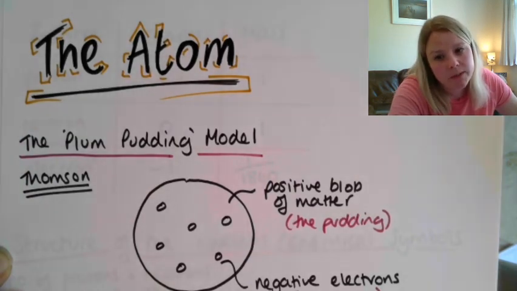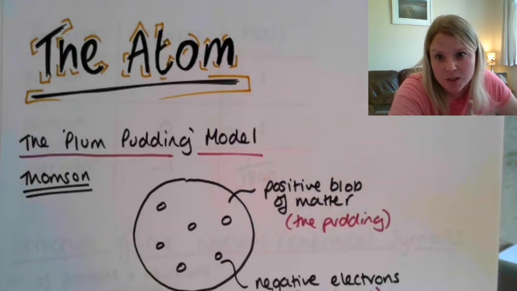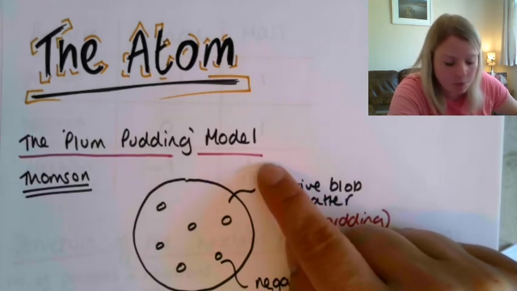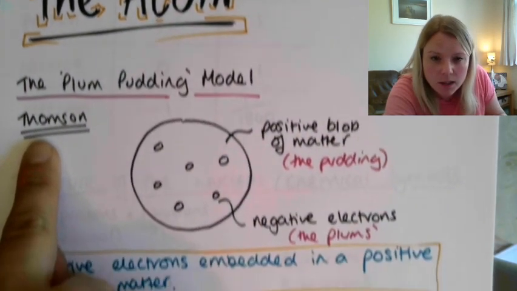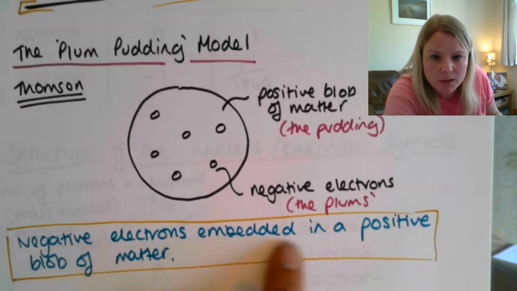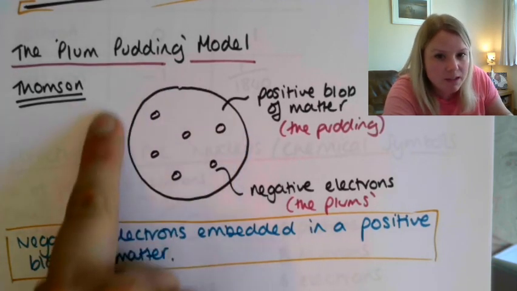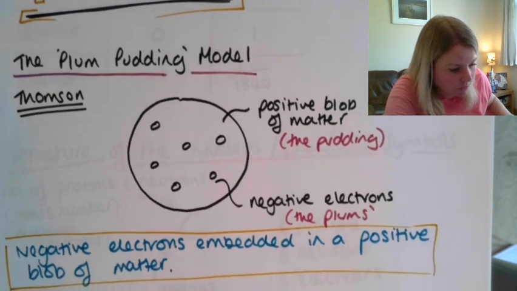So let's have a wee recap of everything that we need to know and all the stuff that we need to be able to rhyme off by heart. So we need to know about the plum pudding model of the atom. We need to know that it was Thomson that came up with that. We need to be able to describe it like this: negative electrons embedded in a positive blob of matter. And we need to be able to sketch a diagram. And you'll see the diagram isn't that detailed, anyone can do it.